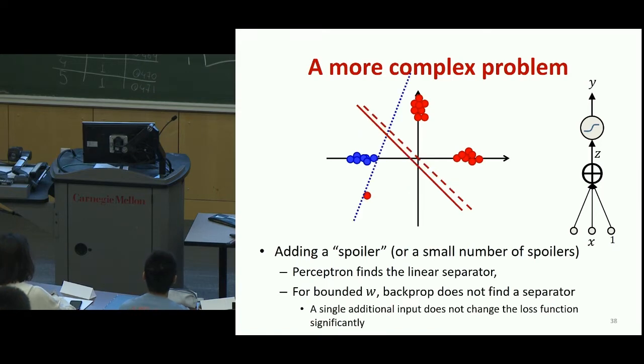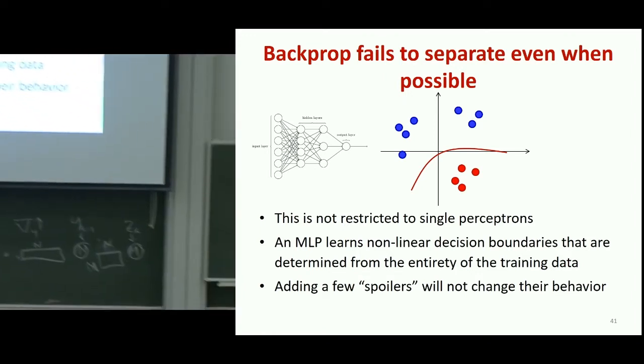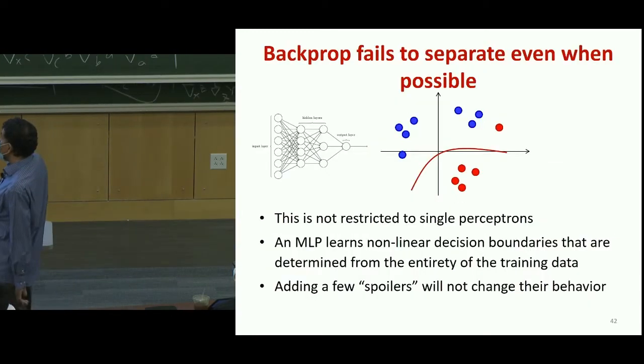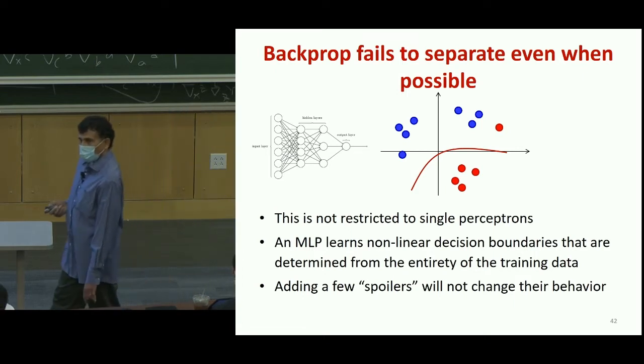Okay, everybody comfortable with this? So this is not restricted to just single perceptrons. I can have a complicated neural network, and an MLP is going to learn maybe a complicated decision boundary of this kind. If I just add one noisy training instance over here, it's not going to go swinging around and go over there. It's probably going to stay mostly like what it was in the first place, because one instance is not going to make your loss function change so dramatically that the whole solution moves. And in our books, this is a good thing, right? Adding a few spoilers.